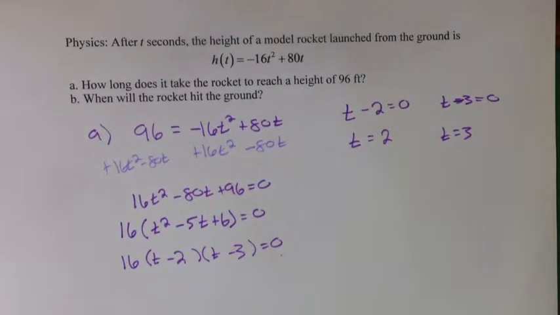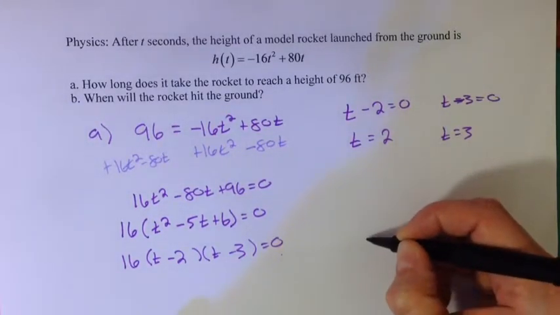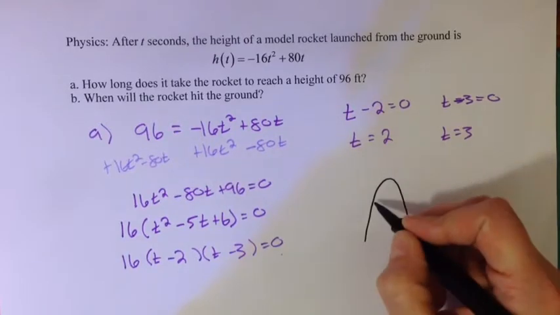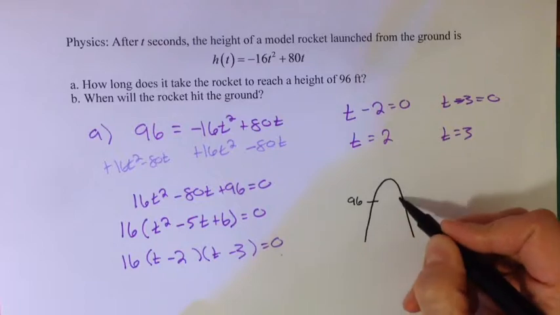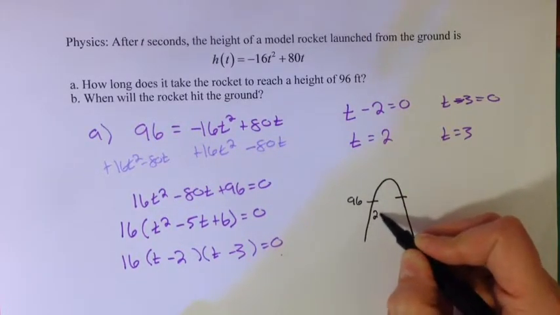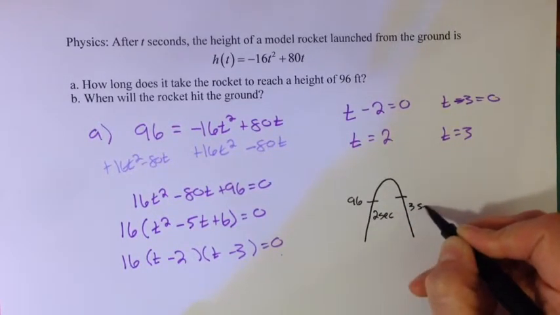Now I'm going to check my answers for reasonableness. Does it make sense that I would get 2 times at which the rocket gets to a height of 96 feet? Could it happen both after 2 seconds and after 3 seconds? I think it is reasonable. When my model rocket gets launched, it goes up, and then it comes back down. So at some point, it hits 96 feet on the way up and also on the way back down. So on the way up, it hits 96 feet at 2 seconds, and on the way back down, it hits 96 feet at 3 seconds.